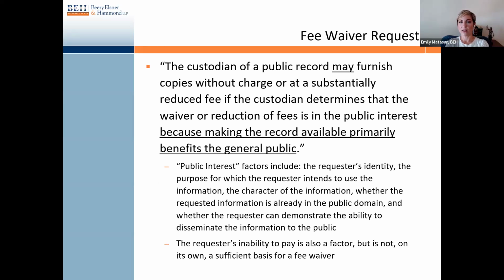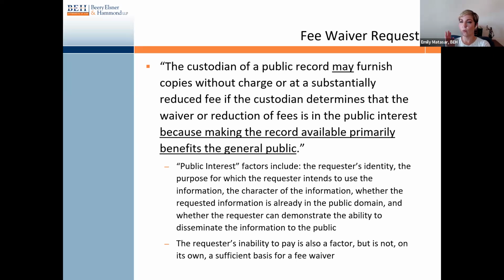Okay, so let's talk a little bit about fee waiver requests. I'm not going to read this whole slide. The custodian of a public record may furnish copies without charge or at a substantially reduced fee if the custodian determines that the waiver or reduction of fees is in the public interest because making the record available primarily benefits the general public. So I list some factors here. You can consider the requester's identity, motive, etc. when you're considering a fee waiver request. And what I want to note here is I'm going to talk later about resources. I'm sure you all know about the Attorney General Manual on public records and public meetings. The manual is extremely helpful here. Those two bullet points here are pasted directly from the manual, and when I'm advising on fee waiver requests, I often refer to the manual for this.